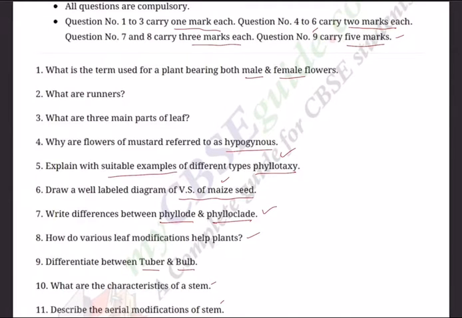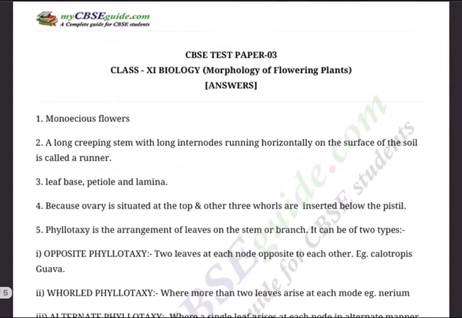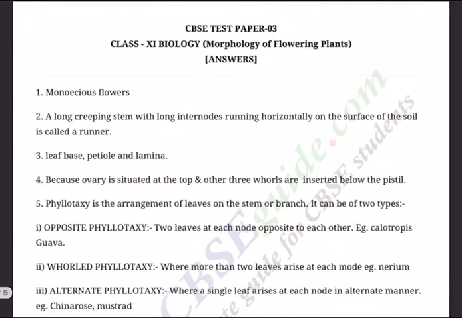Take a paper, start writing it. You may take say 40-45 minutes, and then once you are ready with the answers, come to the answer session. Now compare your answers. A plant having both male and female flowers is monoecious. Mono means one, single. A single plant bearing both male as well as female flowers, monoecious.